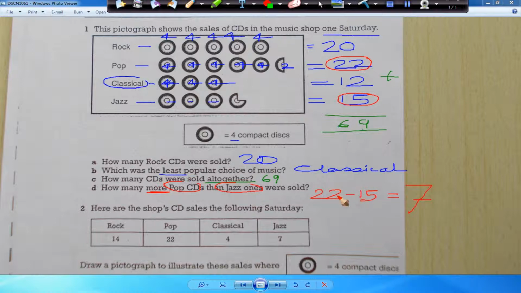Folks, if you see me making any mistake on the work, all I'm asking is just say, sir, there's a mistake there, because we're going to record it and it's going to go online.